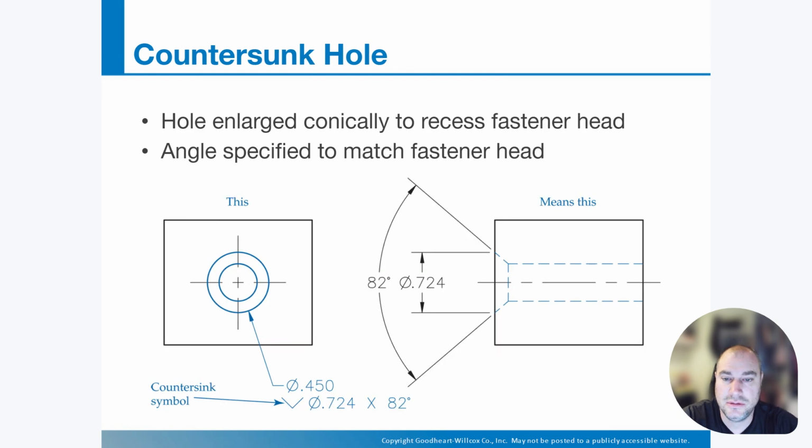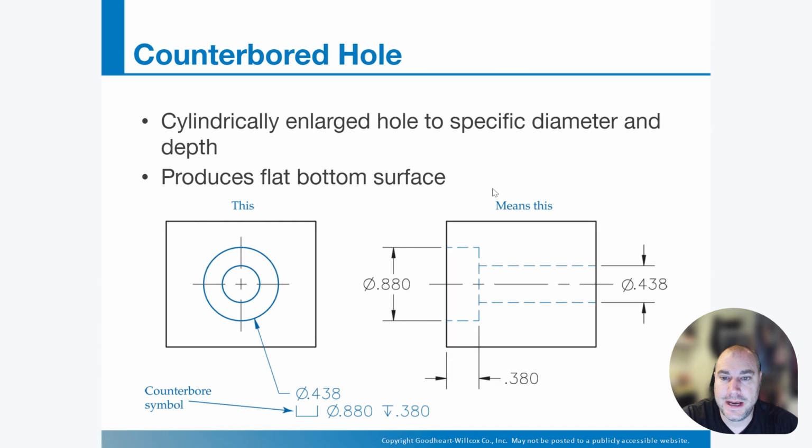Countersunk hole: enlarged conically to recess fastener head, angle specified to match fastener head. So this countersink symbol, okay, means this here. Okay. Counter bored hole: cylindrically enlarged hole to specific diameter and depth, produces flat bottom surface. So you got a counter bore symbol here, means this.